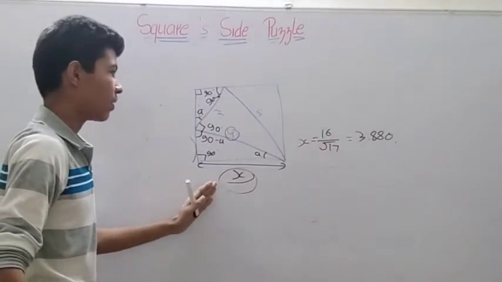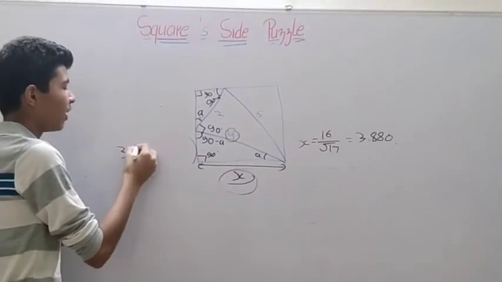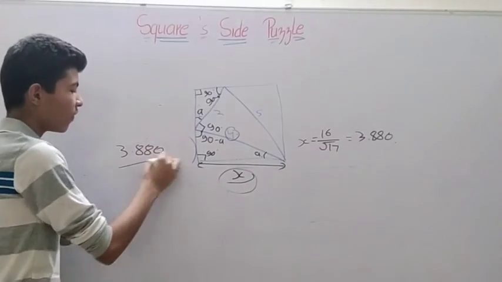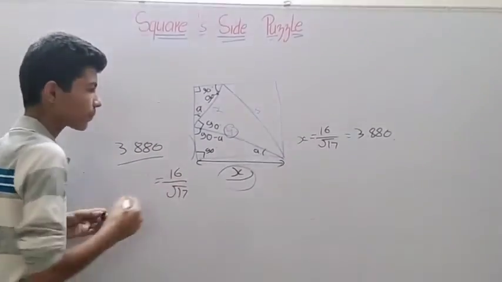So here, the value which was x, that means the side, is 3.880, or we can write it as 16 by under root 17.